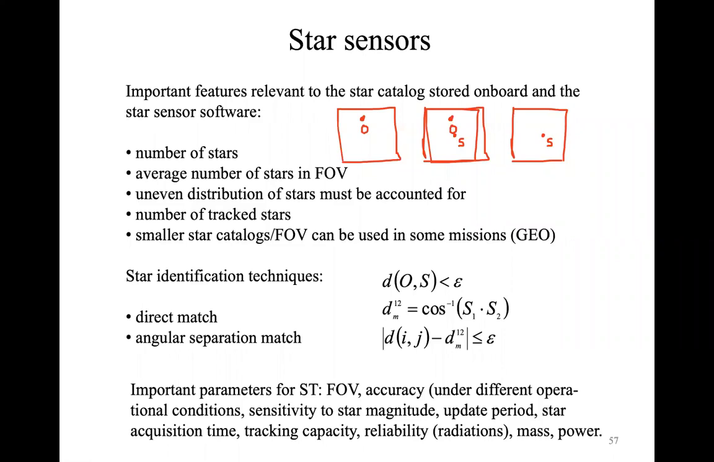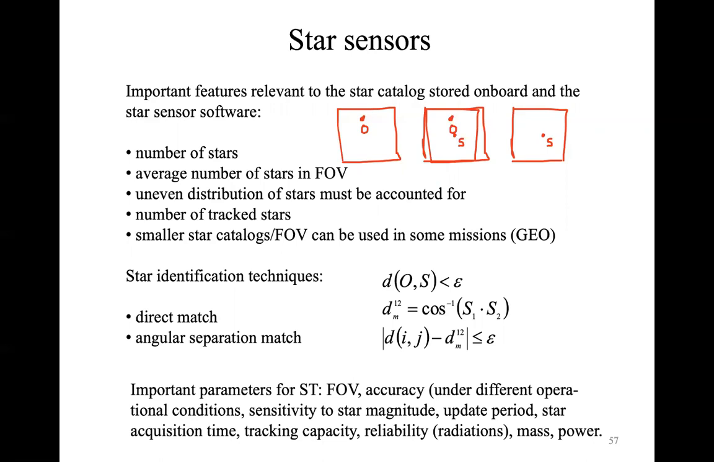What is the problem with direct match? The problem with direct match is related to the fact that you can have a strong ambiguity in the definition of the star, because it can happen that if you are looking only at two stars, they can have similar properties for magnitude and also spectral type. So what I mean is that what you think the unit vector O is giving you from the star catalog is not really referred to the star that you are looking at from your star sensor.